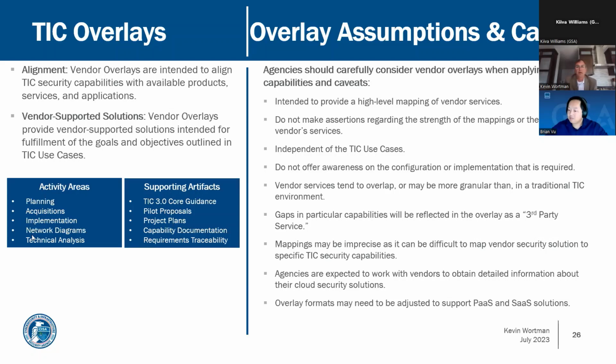Basically what I'm saying there is the vendor may only have capabilities that align with a specific use case and not all of the capabilities listed in the capabilities catalog. The intention behind the overlays is to help agencies select a solution to fulfill all or some of the security capabilities that they need with that service.